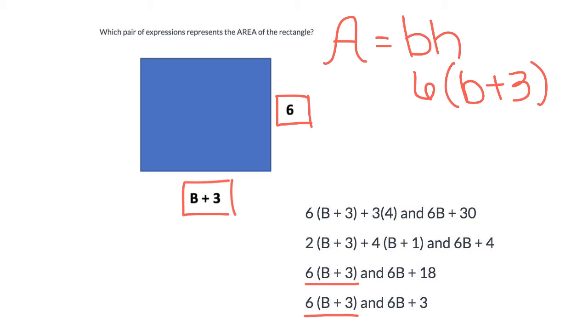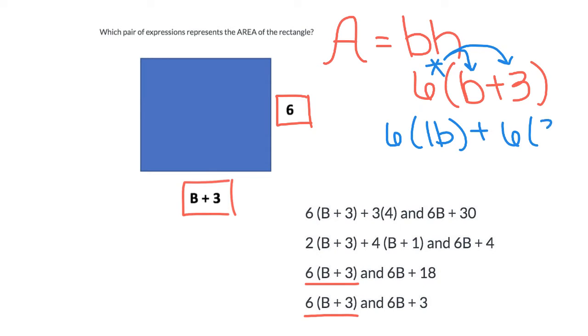And what the problem is doing is it's using the distributive property to actually find the area. And the distributive property tells us to take the outside number and multiply it to the inside. So I have 6 times 1b plus 6 times 3. So that would give us 6b plus 18. And 6b plus 18 is located in answer C.